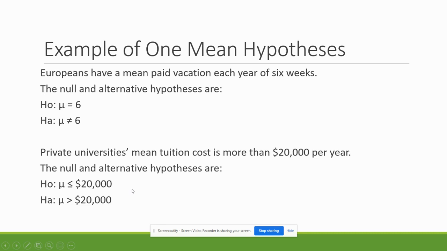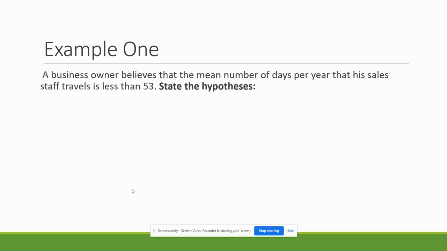So think about it this way. I could either start with my null hypothesis or my alternative. It's really based on what the question is asking. So let's do this one together. A business owner believes that the mean number of days per year that his sales staff travels is less than 53. All right, that less than, it doesn't have anything of an equal sign in it.